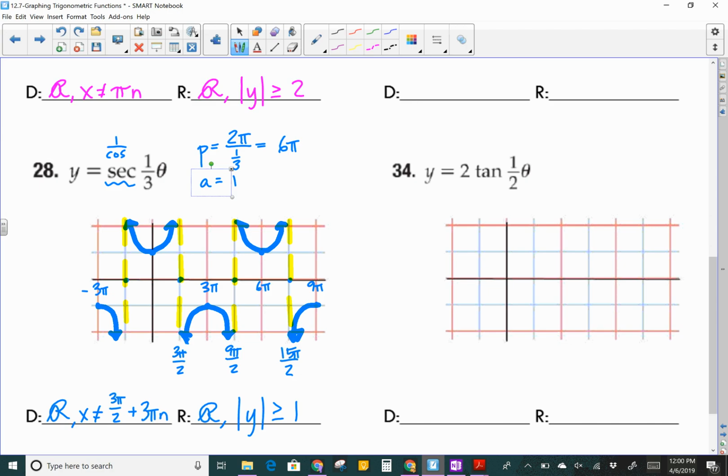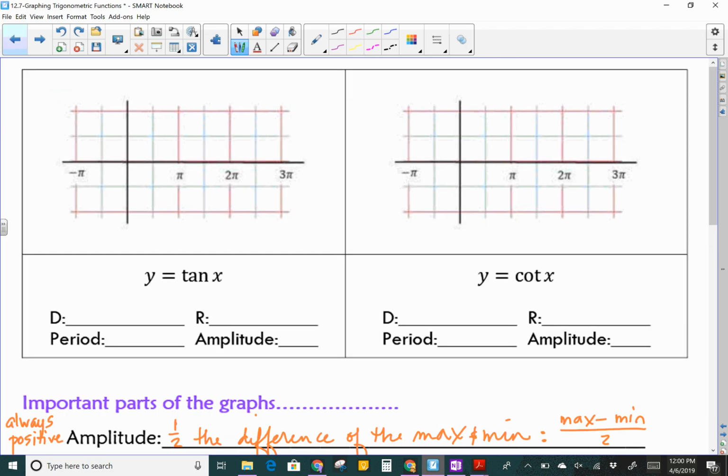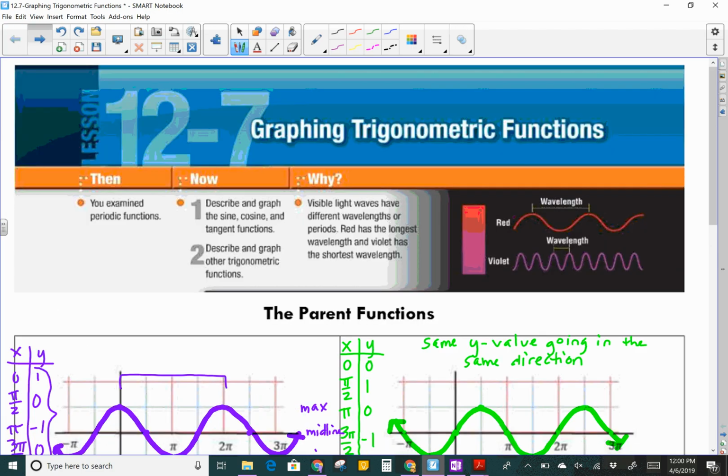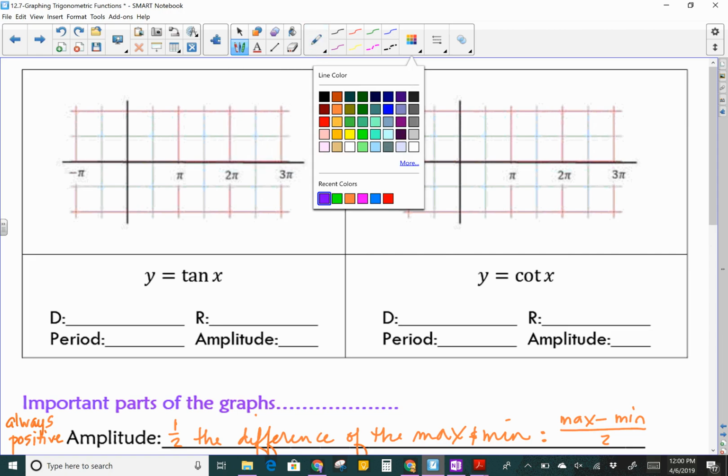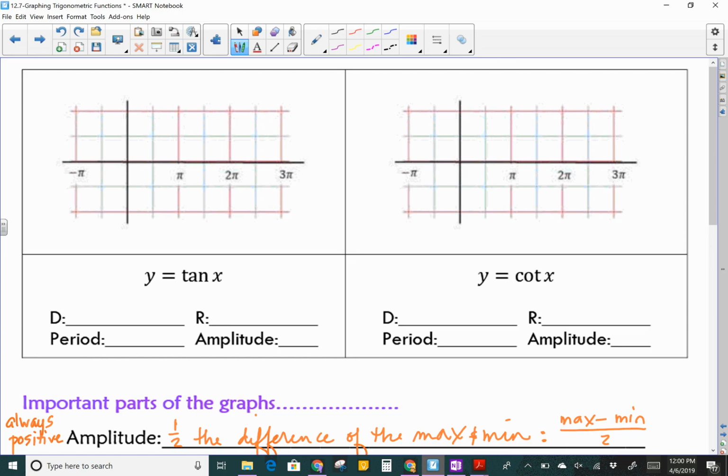So the last one we have to talk about is the tangent. So back to my parent tangent function. All right, so again, tangent is what over what? And I hope you know that that is sine over cosine. So if it's sine over cosine, then I'm going to have the asymptotes at the same place that I did with my secant function.